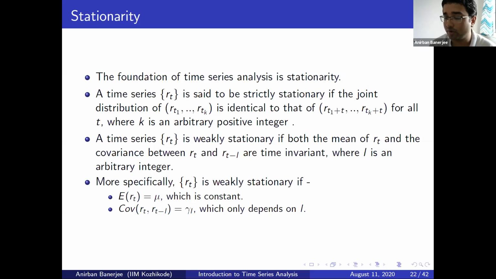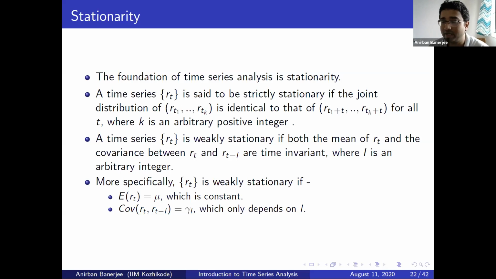Okay, don't get worried by the mathematics because you are not physically going to test for all of this. Your statistical package is going to test for it, but you need to understand the notion of what this statistical tool is testing. So if the joint distribution of this series is identical, then we can say it is stationary. But in practice, strictly stationary, we don't observe in many cases.